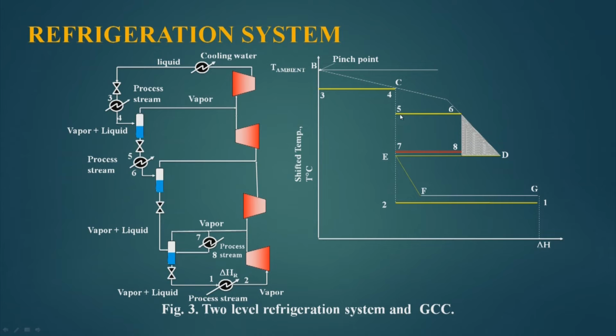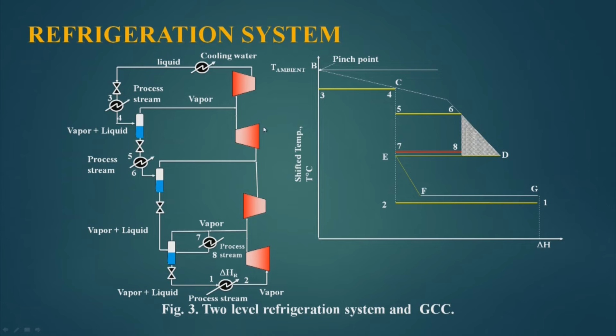Now, I have provided a new temperature level to cool down the streams from this to this, and hence heat is required here. So, I am providing an extra level of condenser here, 7 to 8, to provide heat. Now, this way we have created 3 different cooling levels, one by this evaporator, this is by this evaporator, and this is by this evaporator, and a new condenser here 7 to 8.